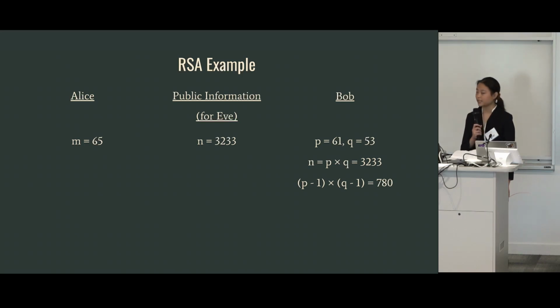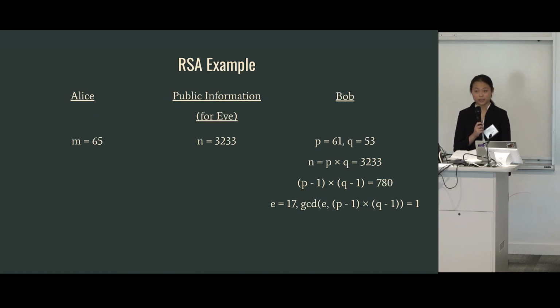Next up, Bob calculates P minus 1 times Q minus 1. This turns out to be 780 in this example, and it has to stay private to Bob. Next up, Bob comes up with E, which is the encryption exponent. E has to satisfy the condition that the greatest common divisor of E and P minus 1 times Q minus 1 is 1, meaning that the 2 numbers have to be relatively prime. In this example, Bob has picked the encryption exponent of 17, and it satisfies this condition because the greatest common divisor of 17 and 780 is indeed 1, because they're relatively prime. This information gets published as public information so that Eve can see it.